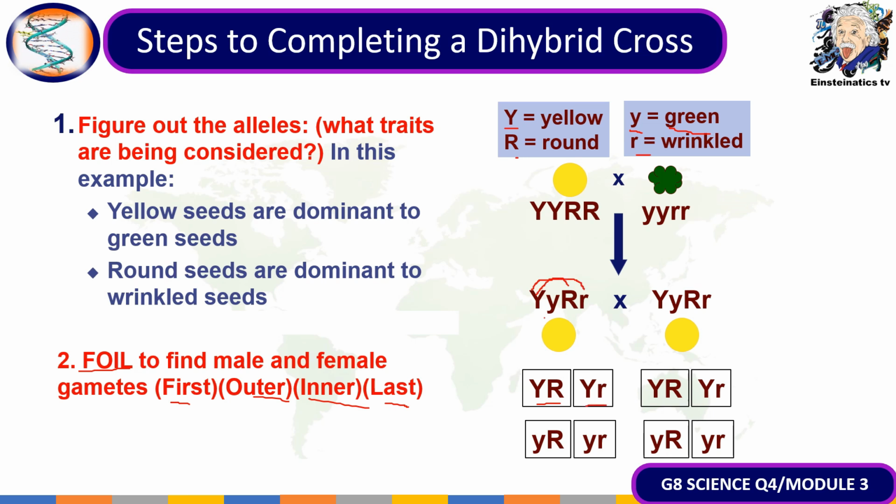Next naman, itong small letter y combine with the allele for big letter R to have this one. And small letter y with the small letter r to have this one. So same goes with the female allele.